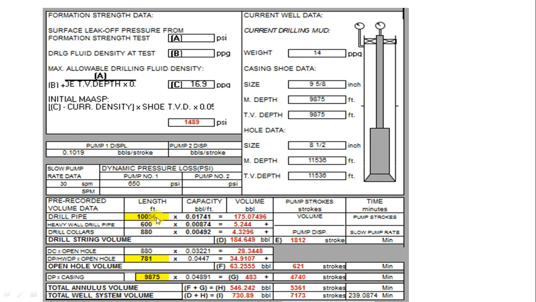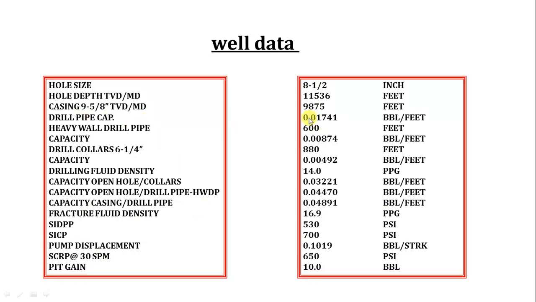Then what else? Take care about this. You have to put the capacity of the drill collar next to the drill collar, and the drill pipe next to the drill pipe, and the heavy weight drill pipe next, so each one is next to its own. So take care here. The drill pipe capacity here, what is it? It's 0.0174. Here I have to tell you something in order not to make a mistake.